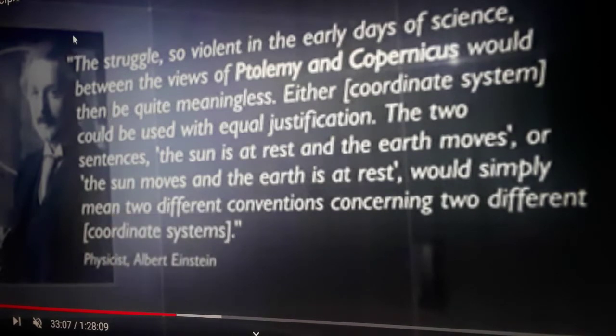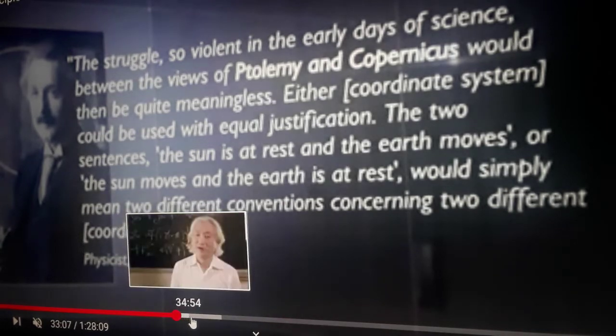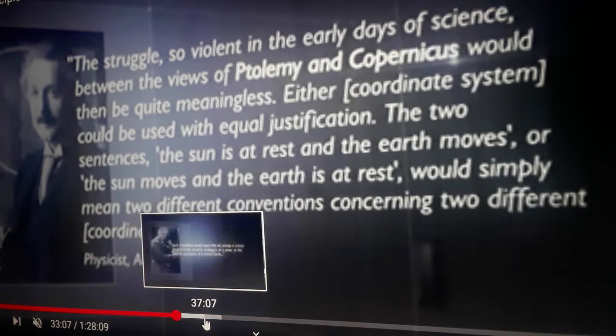Now, Einstein says the struggle is so violent in the early days of science between the views of Ptolemy and Copernicus would then be quite meaningless. Either coordinate system could be used with equal justification. The two sentences, the sun is at rest and the earth moves, or the sun moves and the earth is at rest, would simply mean two different conventions concerning two different coordinate systems, which means both models work perfectly. Okay? Heliocentrism and geocentrism work perfectly.